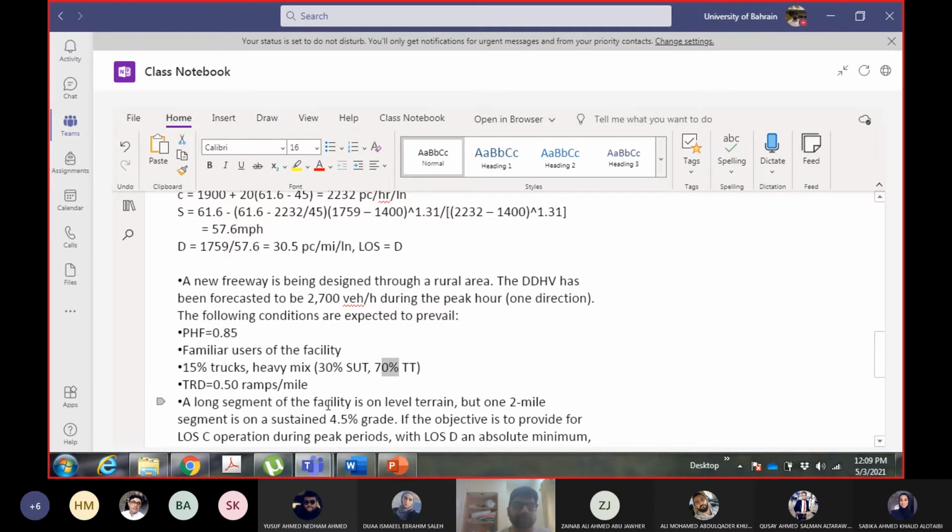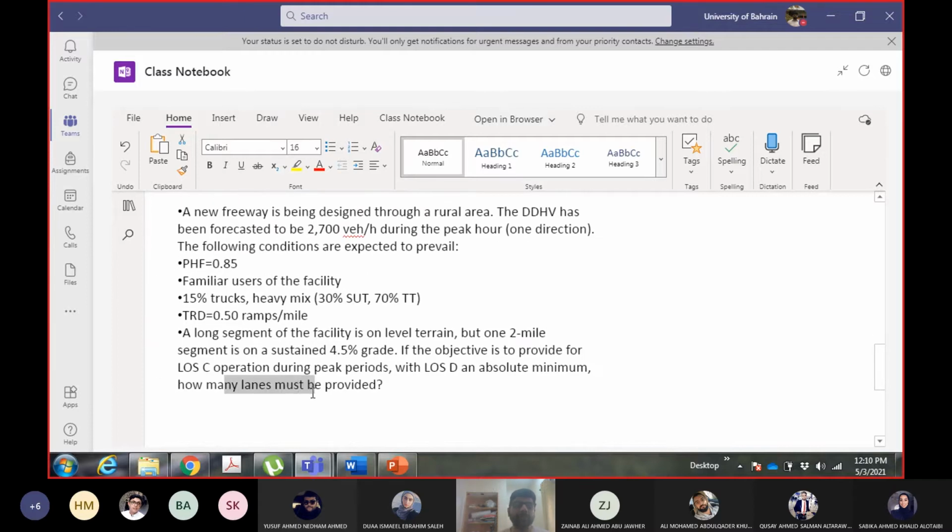Total ramp density is given. The freeway segment is on level terrain, but it has a 2-mile gradient of 4.5% as well. So we have two terrain conditions, level terrain and 4.5% gradient. We are looking to provide level of service C, but if you provide level of service D, that is also acceptable. Our preference is C, but if some condition leaves you with level of service D, this is also acceptable.